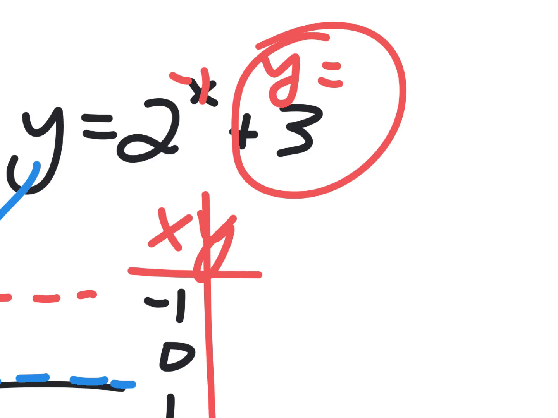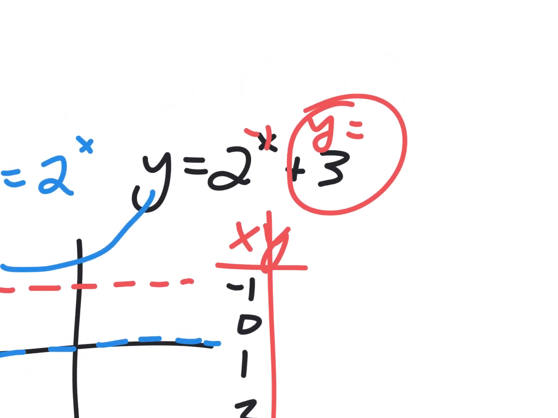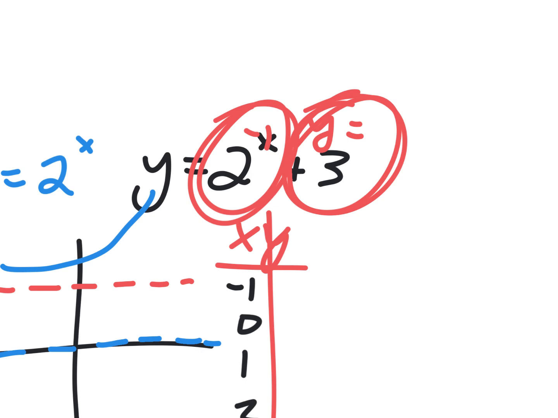Okay, so if we're graphing this thing, we're going to put in -1, and this part turns into a half. I agree, keep going. So is it 3 and 1/2? Yes, if you add 3 to 1/2, it's 3 and 1/2, 3.5. So -1 gave us 3.5.